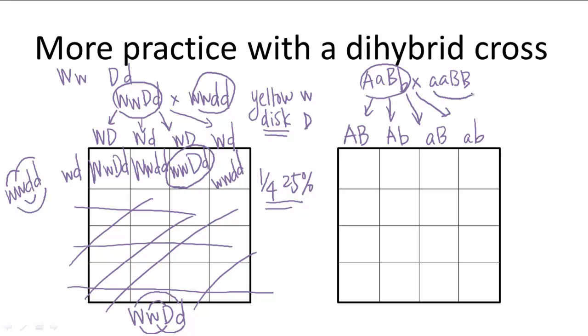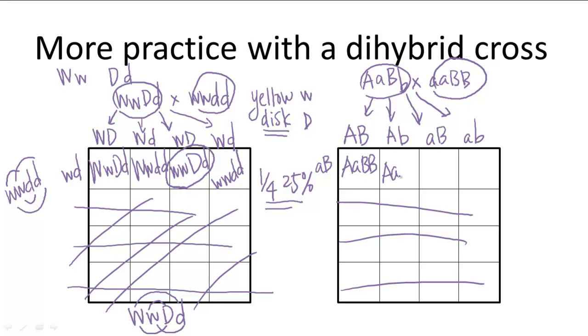For this individual, once again, you only have one type of gamete, and that is little a, big B, because that's the only combination it has. So you can completely ignore the rest and fill it out. Big A, big B, big B. Big A, big B, little b. Little a, big B, big B. Little a, big B, little b. Piece of cake.